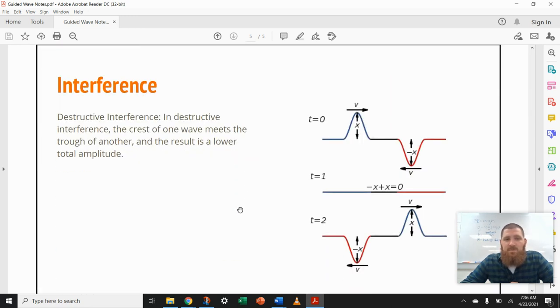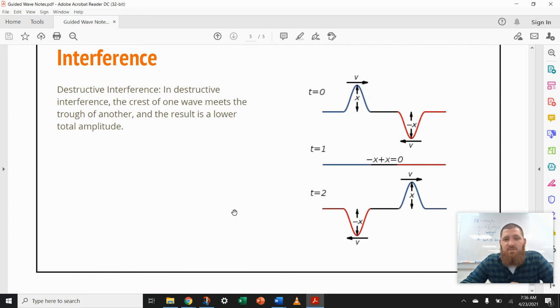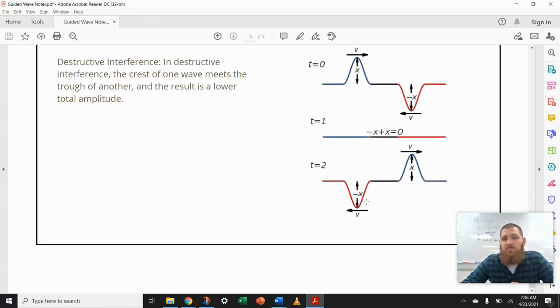Now, the other type of interference is destructive interference. Destructive interference is when we have a crest and a trough lining up, rather than a crest and a crest and a trough and a trough, like we have with constructive. Destructive interference is going to be the opposite, where we have a crest and a trough that meet and cancel each other out, or result in a much, much lower amplitude because of the subtraction of their amplitudes.